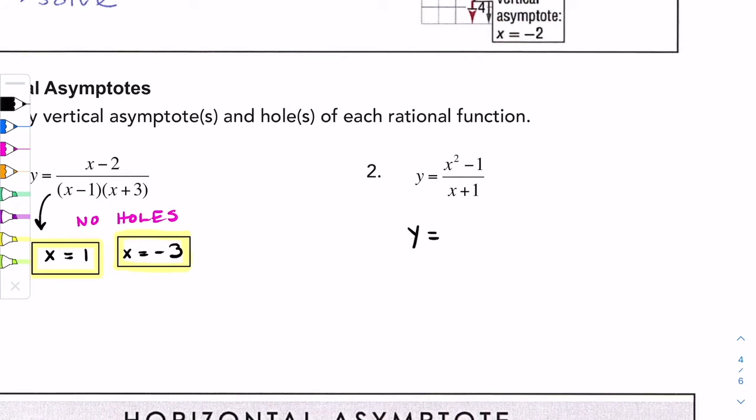For number 2, we need to factor both the numerator and the denominator. The numerator factors to x plus 1 times x minus 1. The denominator cannot be factored, it is just x plus 1. Here we can see that we have a common factor of x plus 1. So we can calculate the hole.